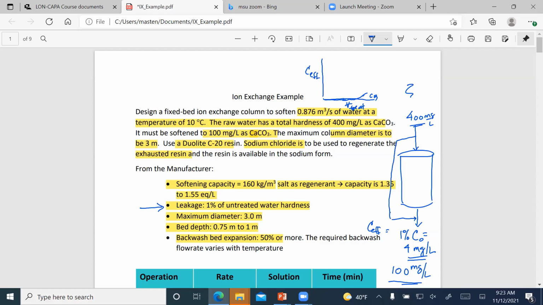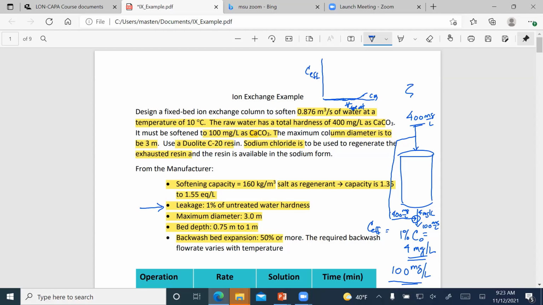What if I bypass a fraction of the flow? So this is 4 milligrams per liter. This is 400 milligrams per liter as calcium. All of these are as calcium carbonate. And what I want is 100. So what I really have is a mass balance problem. So that's what I'm going to use. I'm going to bypass some portion of the flow around the column so that I don't have to treat the entire flow, but yet I end up with a water that has about 100 milligrams per liter.